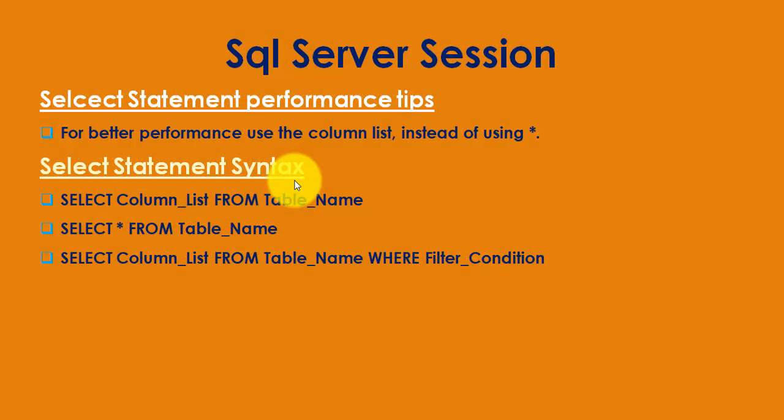Select statement performance tips. For better performance, use the column list instead of star. Instead of SELECT * FROM table name, you should mention SELECT name, int_age FROM table person. The select statement syntax is SELECT column list FROM table name, SELECT * FROM table name, and SELECT column list FROM table name WHERE the filter condition you want to apply, for example WHERE int_age less than 90.